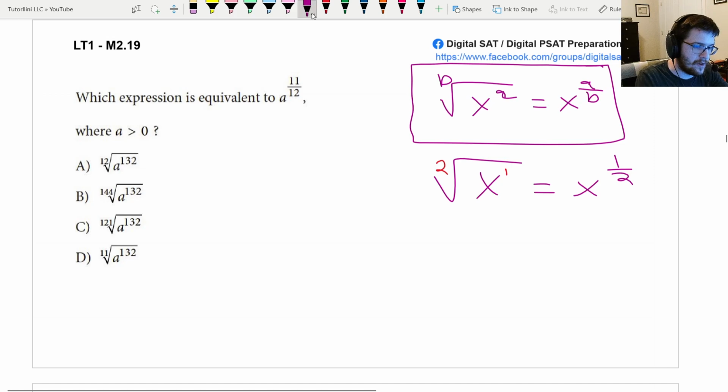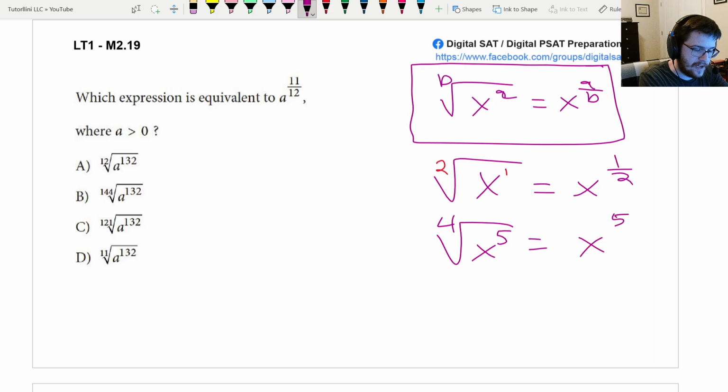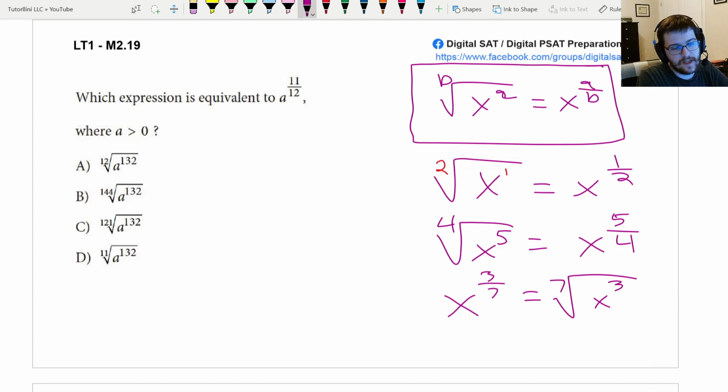Okay, let's do a couple more quick examples. So let's say I have the 4th root of x to the 5th. That would be x to the 5 over 4. And you have to know to go back and forth between these. And let's say I have x to the 3 over 7. That would be power root. So x to the 3rd, 7th root. So just make sure you know to go back and forth between those.